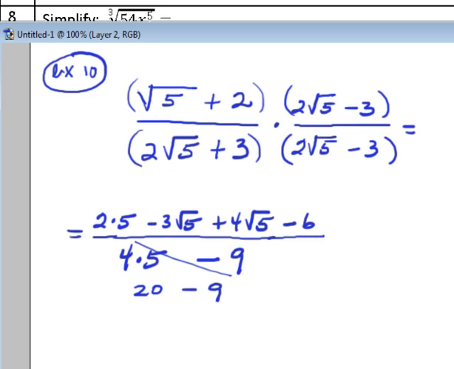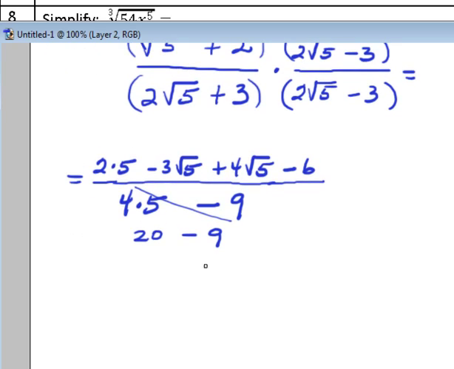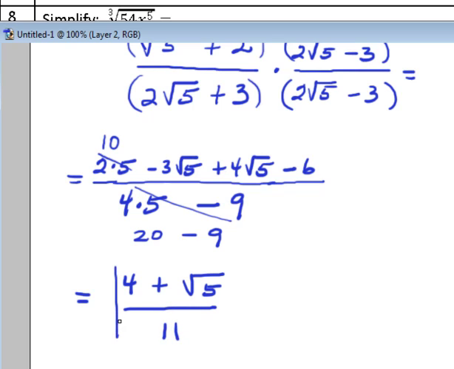All right, let's rewrite here. Here we have 10. 10 minus 6, that's 4. And minus 3 root 5 plus 4 root 5, that's plus 1 times root 5. 20 minus 9, that's 11. Okay, so there we've rationalized the denominator. Now the denominator is a rational number. See, that's rational.